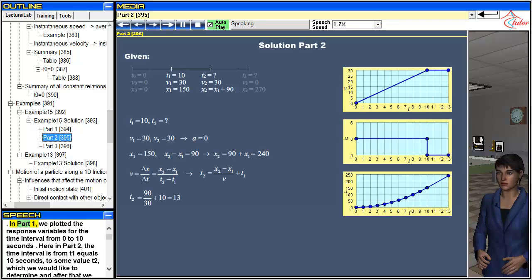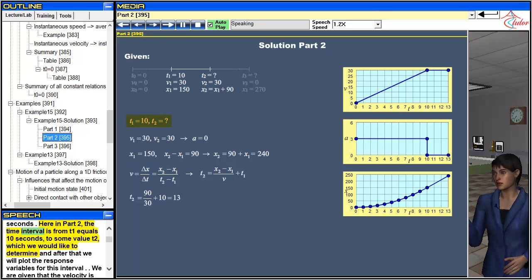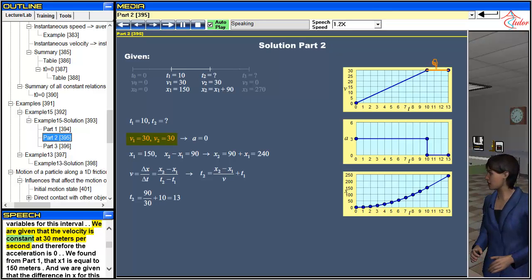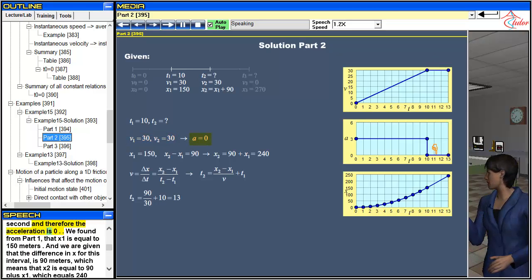In part 1, we plotted the response variables for the time interval from 0 to 10 seconds. Here in part 2, the time interval is from t1 equals 10 seconds, to some value t2, which we would like to determine. And after that we will plot the response variables for this interval. We are given that the velocity is constant at 30 meters per second. And therefore the acceleration is 0.